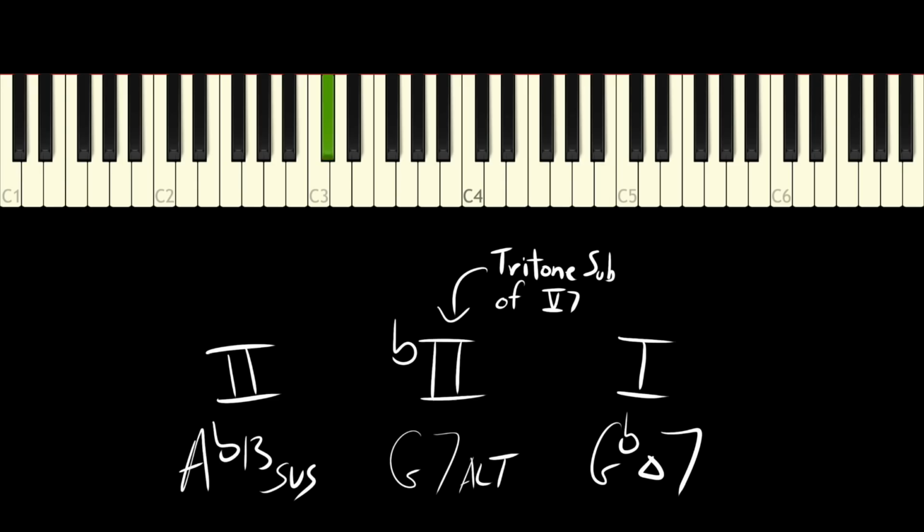A tritone away from D flat is G. So you get that nice chromatic voice leading there. Looks like this. All right, so we land on the 4 chord.